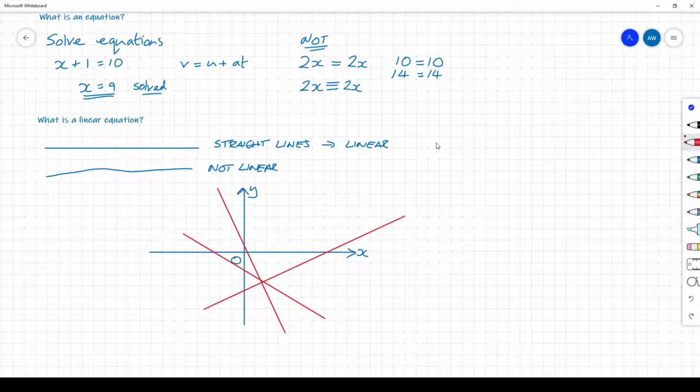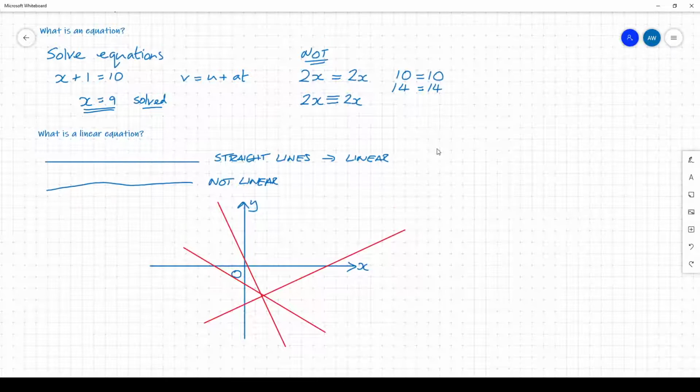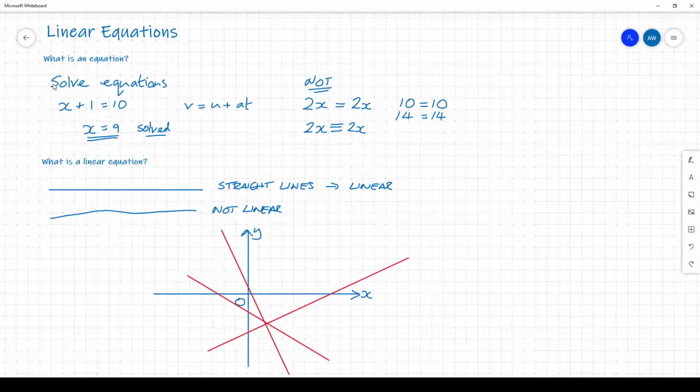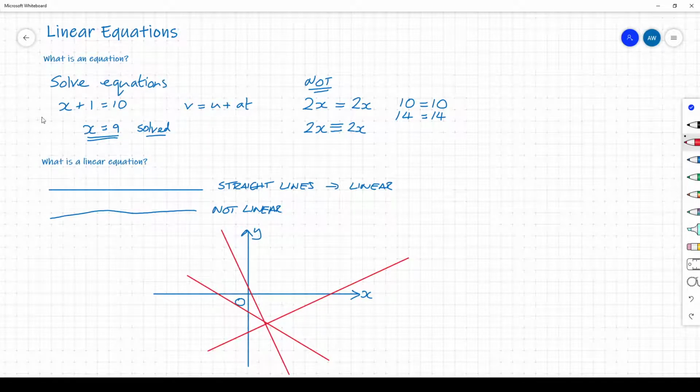But the most important keyword associated with equations is this word here, solve. So we solve equations, whereas when we were doing indices and collecting like terms, we simplify those. Okay, but we solve equations. So in the exam, for example, if you saw the word solve, you know they're talking about equations.